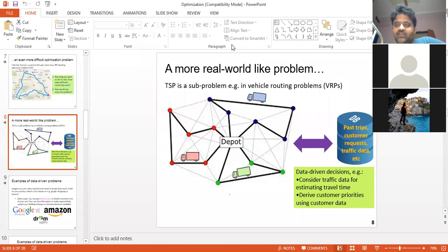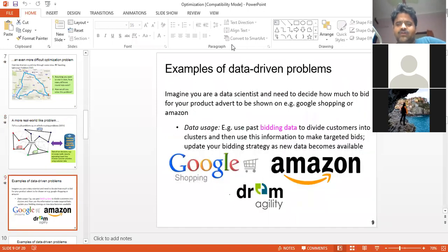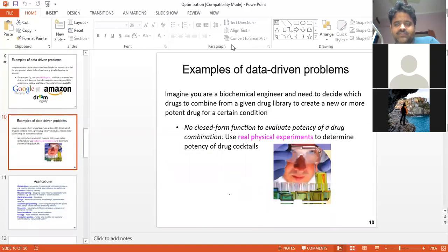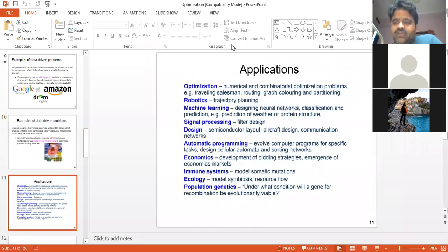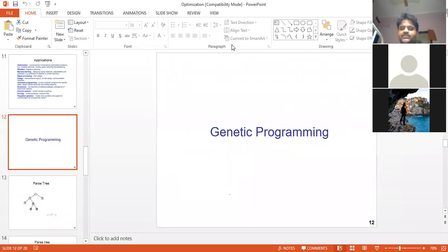Another is the vehicle routing problem. As I told you, in bidding data we can also use it. Companies like Amazon and Google Shopping can use genetic algorithms. The medical domain also uses data-driven problems for genetic algorithms, which are indirectly optimization problems. These are the various applications of genetic algorithms, all of which I have shown you already. Now, genetic programming. It's a small concept.